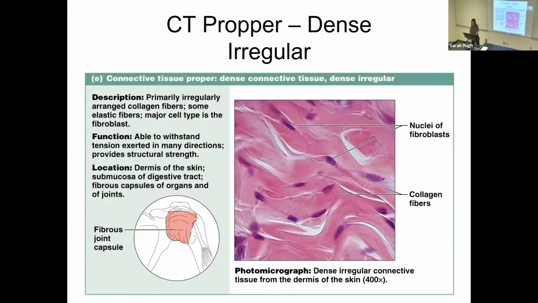which shows that tearing. So this is an example. This is actually not part of the skin here. This is not the dermis. This is showing you dense irregular in a joint capsule.